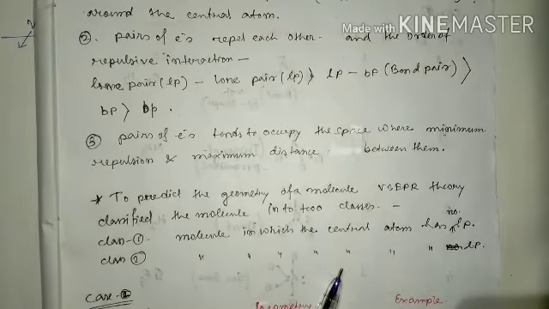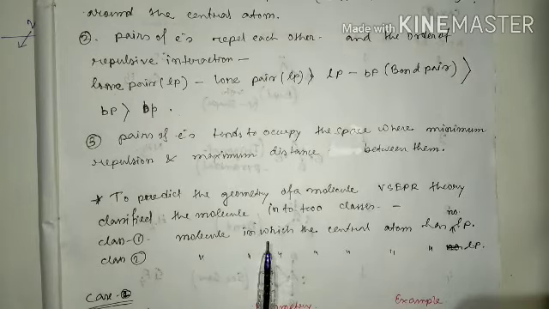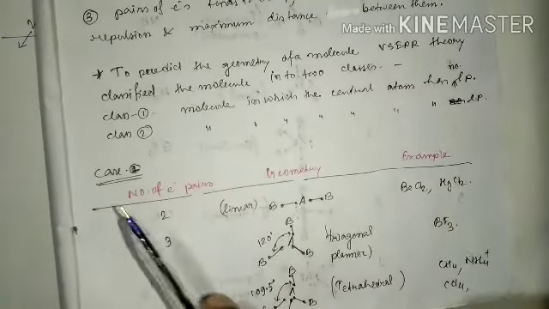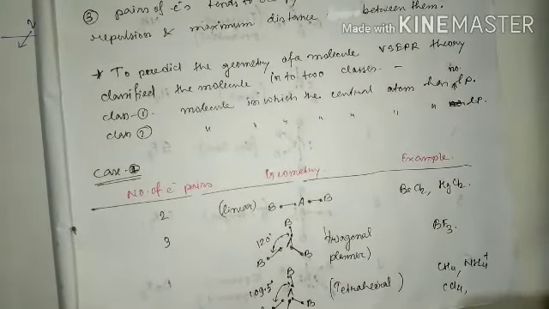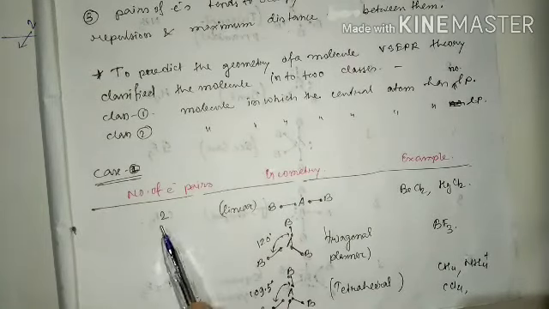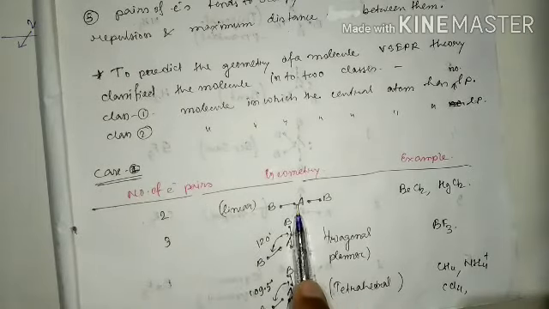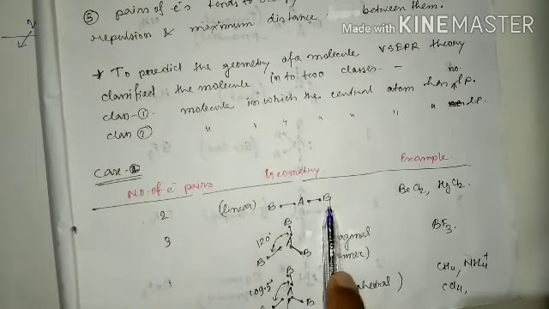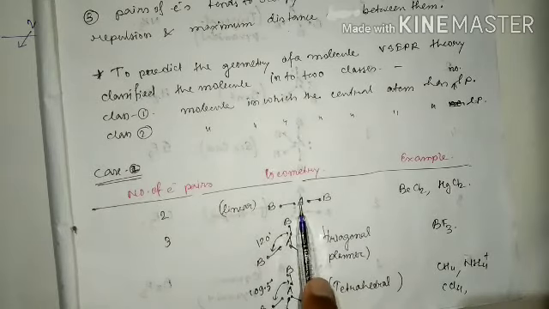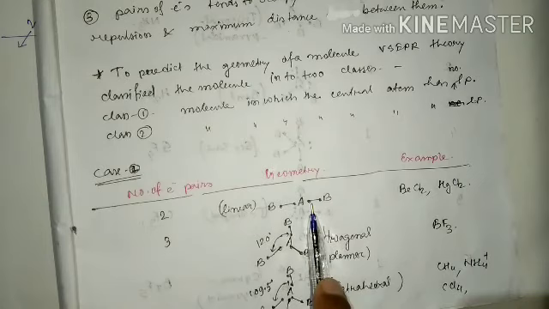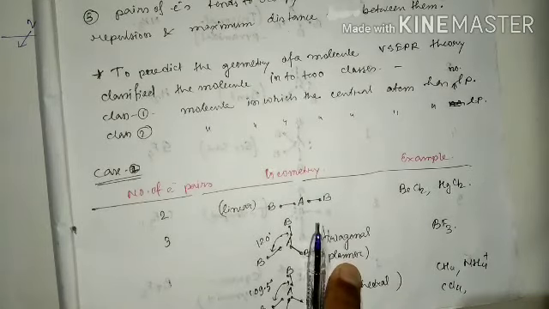Now according to VSEPR theory, the molecules are classified into two categories. First category is the molecule where lone pair is there, another is the molecule where only bond pair is there. Let's see one by one. First, a molecule where no lone pair is there, only bond pairs. If the number of bond pairs is 2, then A is the central atom, and B are the two atoms linked with the central atom A. It is linear, that means in a straight line. The examples are BeCl2 or HgCl2.